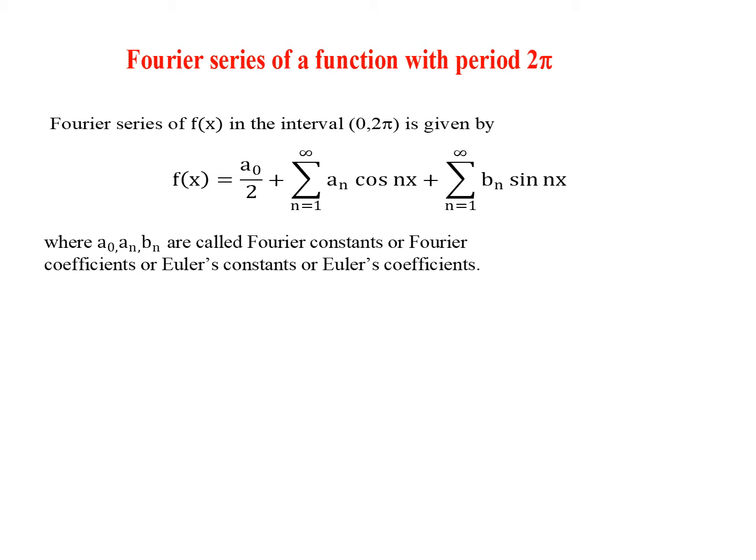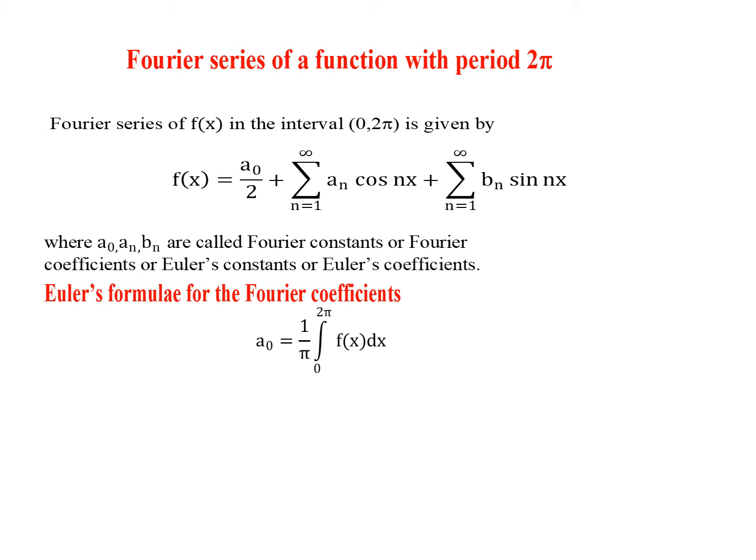Now let us see the formula for how to calculate these constants a naught, a n and b n. It is given by the Euler's formulae. This is the formula for a naught, 1 by pi, 0 to 2 pi, the function f of x dx. We need to integrate. And the formula for a n, 1 by pi, 0 to 2 pi, f of x cos nx dx. And this is the formula for b n, 1 by pi, 0 to 2 pi, f of x sin nx dx. So throughout this lecture, we are going to evaluate Fourier series for a given function using these formulae.